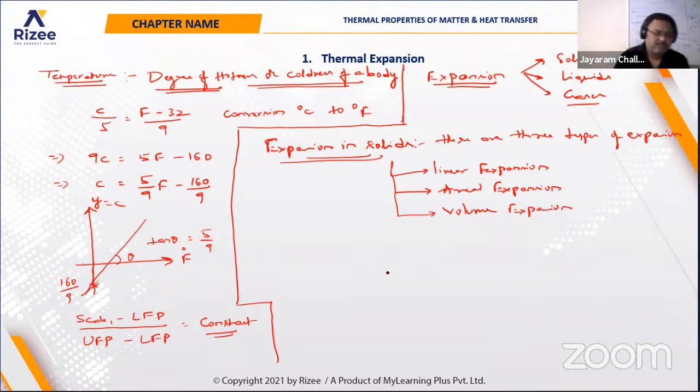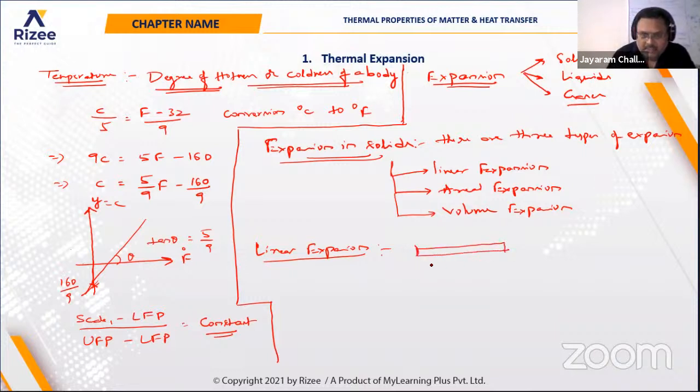So in linear expansion, suppose it is a rod sort of thing. If it expands, it undergoes linear expansion. Linear expansion means the object has a considerable length and a negligible area of cross section. So for linear expansion, the coefficient of linear expansion is represented by alpha. Suppose this is a rod or a wire sort of thing.